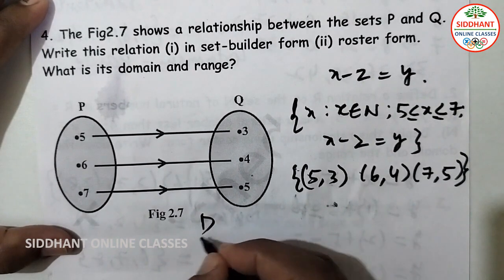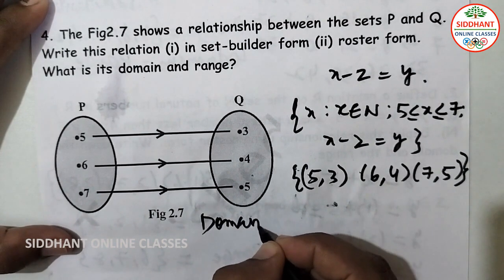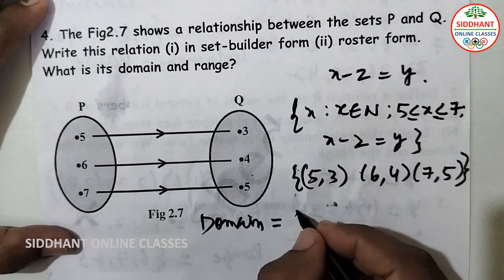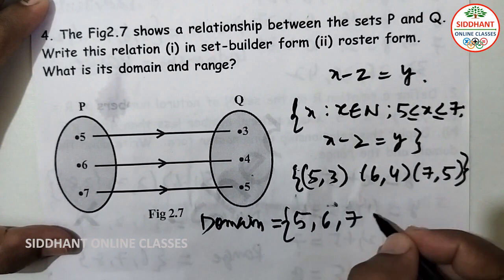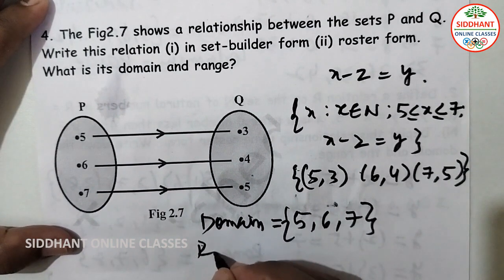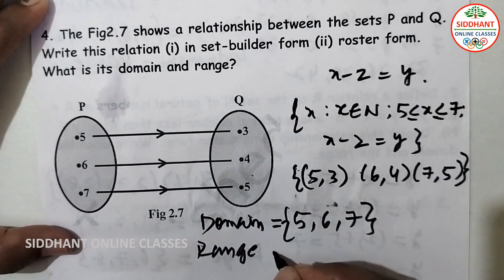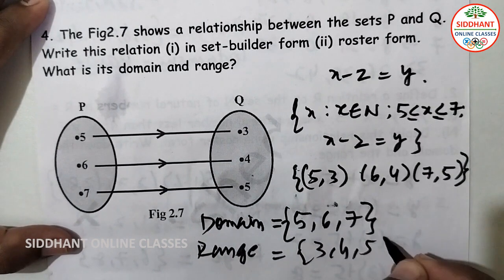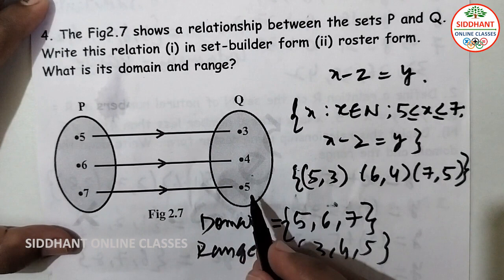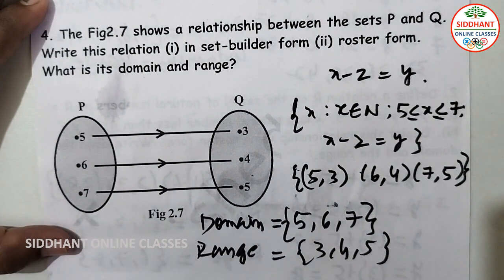And the domain, when you are going to see, domain is 5, 6, 7 here, and the range, when you are going to see, that will be 3, 4, 5 here. So this will be the range and this will be the domain here.